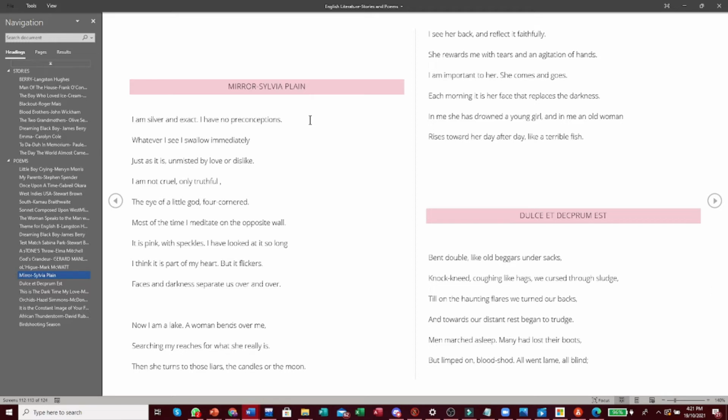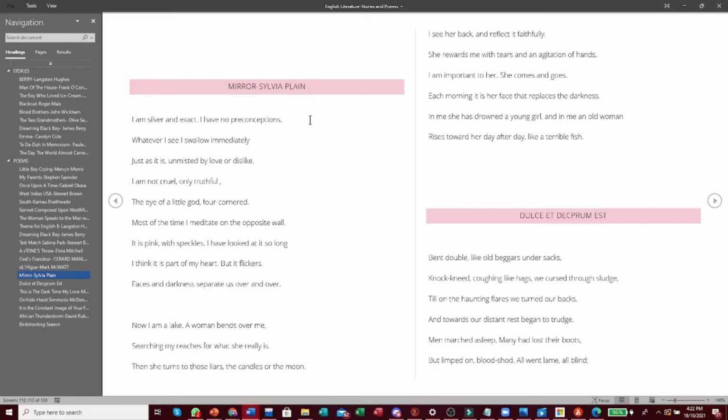Oh yeah, y'all identified imagery as well. So the devices that y'all would have pointed out would have been the personification of the mirror, and also the imagery with it is pink with speckles. Those are the two devices that y'all would have pointed out.